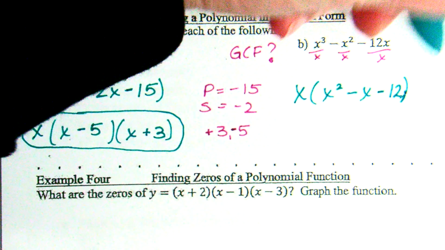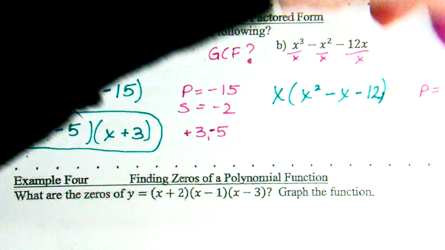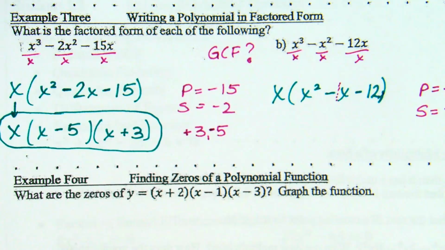No, because we're going to hope that we can product and sum this. So we need two numbers that multiply to be negative 12, and they add to be that invisible negative 1. And keep in mind, we can do this the easy way because there's nothing in front of x squared, right? If there's a number in front of x squared, we'd have to change up what we're doing.